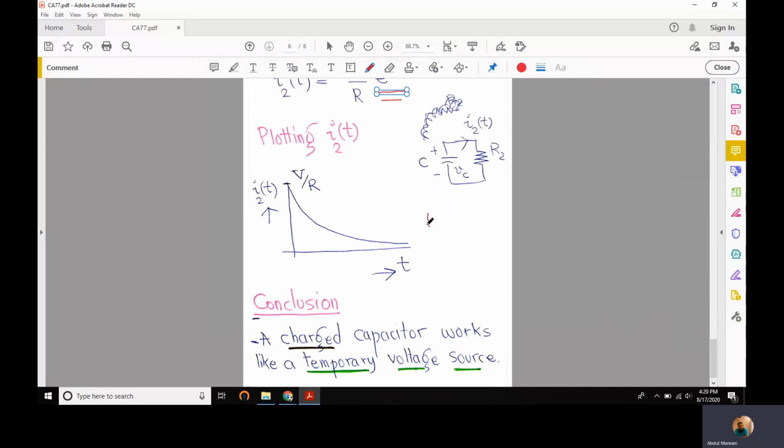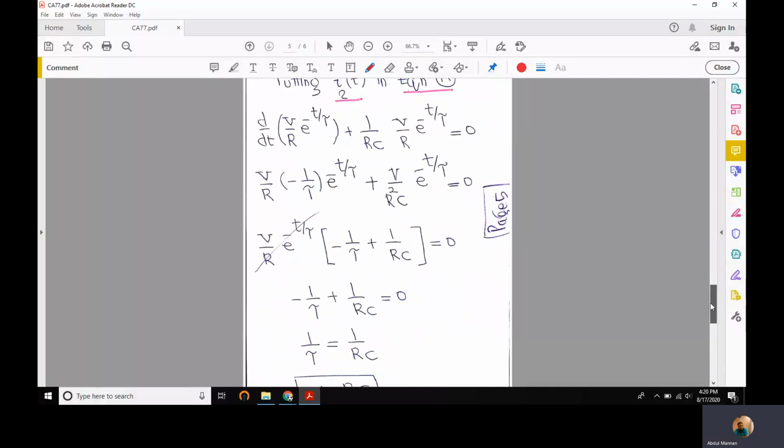So here's a small homework for students. They are required to compute Vc of t for all values of t in this circuit. So we have computed I2 of t. So the homework is that students are required to compute Vc of t for all t. Right. So this is all for this lecture.